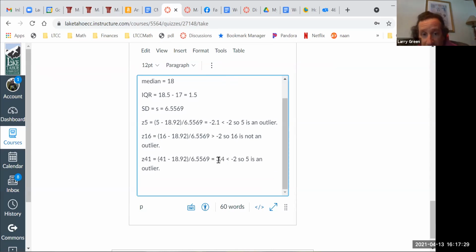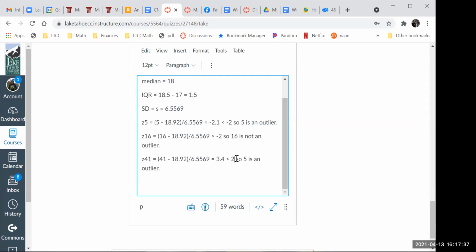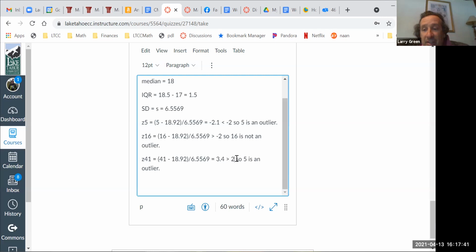What's the important thing about 3.4? It's greater than negative 2. Greater than 2. So you have to be outside of the negative 2 to 2 range. Does that make sense? And in fact, I like what you said, Jack. It's an extreme outlier. So 41 is an extreme outlier.